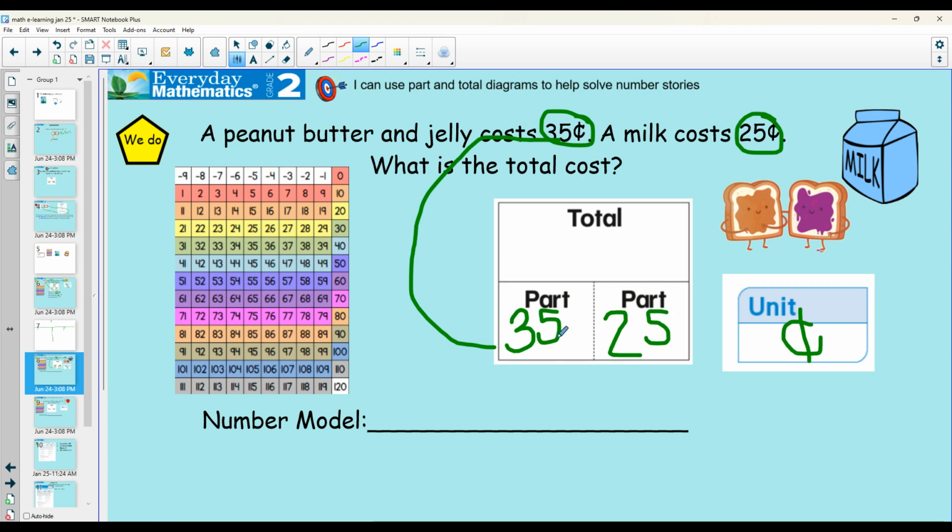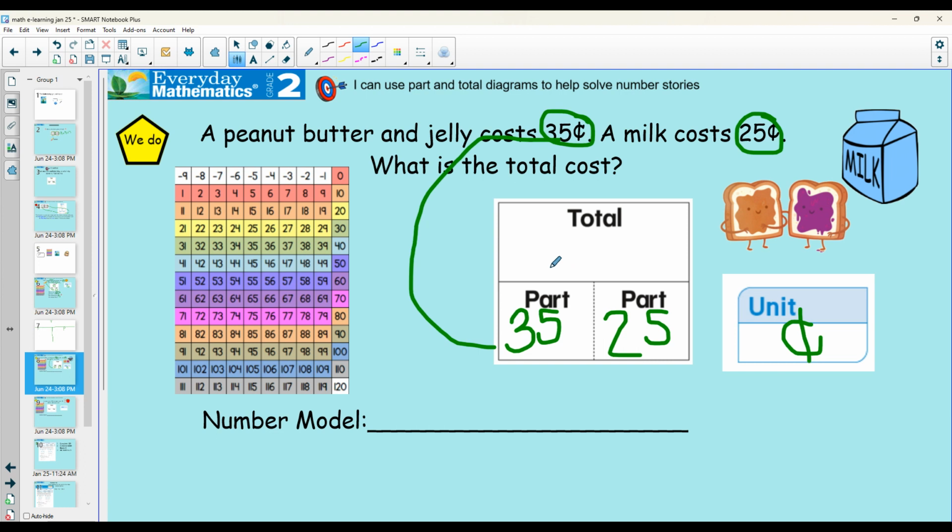Okay, do we have the first part? Yep, Betsy told us. Do we have the second part? Yep, Gia whispered it to us. Do we have the total? No! That's your job. Here's what I need you to do. I need you to hit the pause button. But before you do that, listen to the directions. When I'm done, you can hit the pause button.